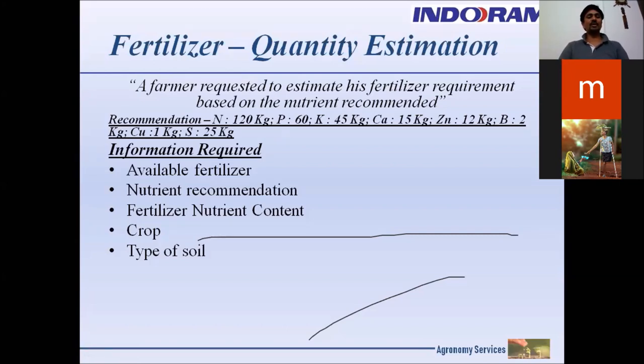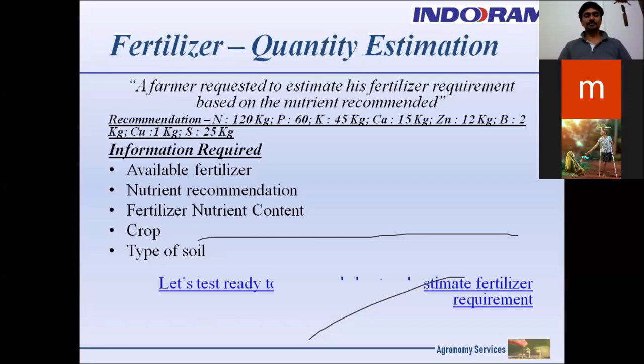So for that, you need to understand what the available fertilizers are and what the nutrient recommendation is, which is already mentioned here, the nutrient content of each fertilizer, what the crop is and the type of soil. Because type of soil is also crucial for selecting your fertilizer for that particular area. So one way is you estimate each and do all those calculations. But here I've already shared the sheet. You have to give it a try, and maybe you have to share that information.